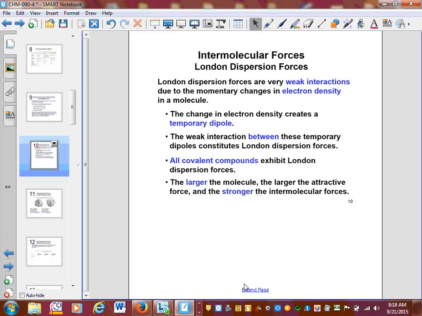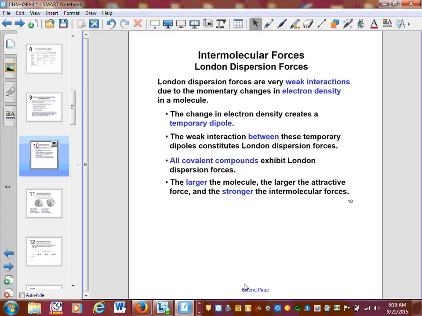What is a dipole? If I were to take a magnet, at each end of the magnet we have a north and south pole. So how many poles do we have in a magnet? What's the prefix for 2? Dipole. So a magnet is a dipole. Instead of north and south, we can think of plus and minus in terms of electron density. That's a dipole. What we have with London dispersion forces is a temporary dipole.